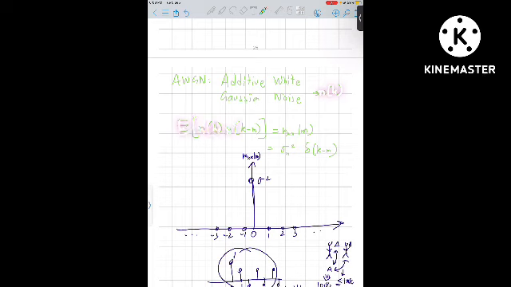Do all of you understand what additive white Gaussian noise is? I hope it was covered in communication systems. Does anybody require any understanding in this brief explanation?